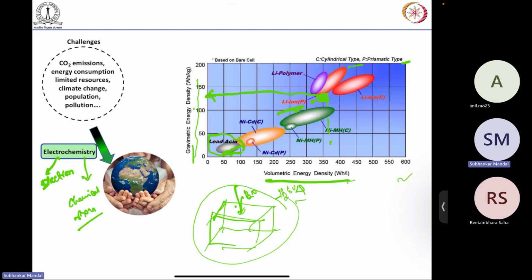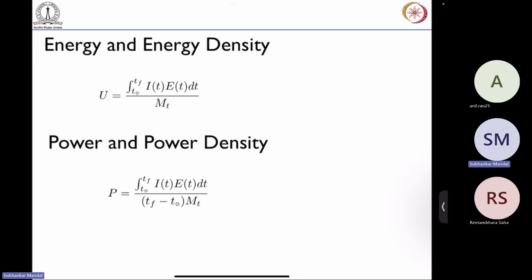Okay, so how can you calculate the energy density or power density? This is the equation. Although this is not part of the course, I think they can ask this kind of question, how we can measure or calculate the energy density. This is basically the formula: whatever current you are getting with time, and the potential or voltage of the battery, divided by the mass of the cell or mass of the battery.